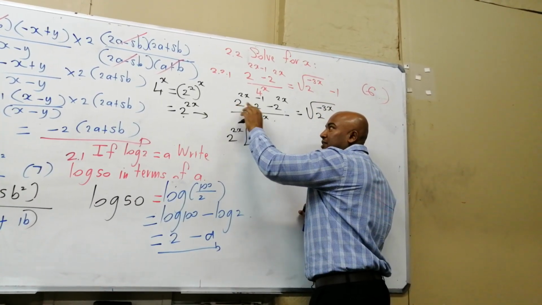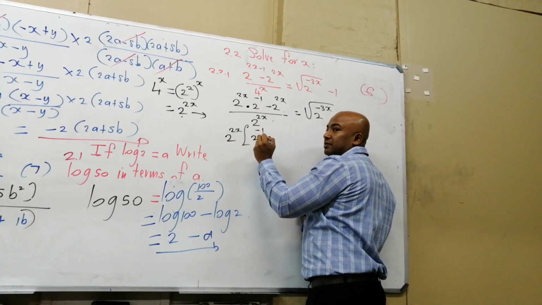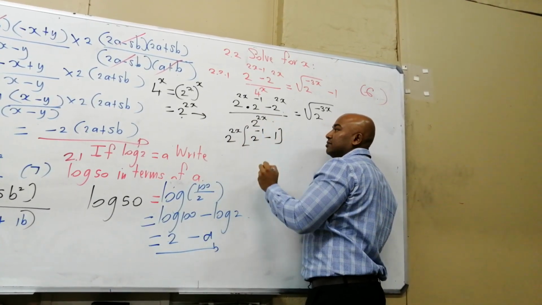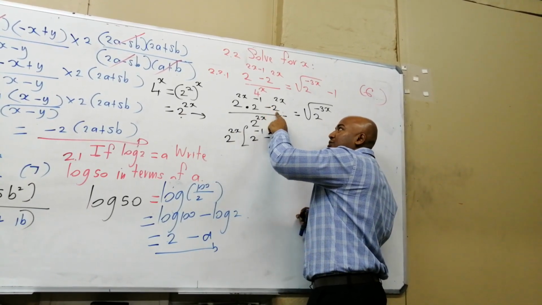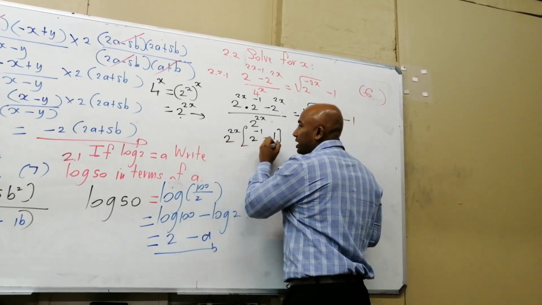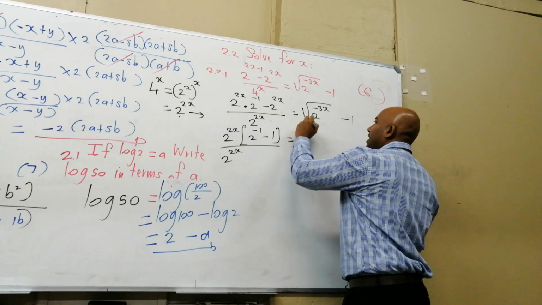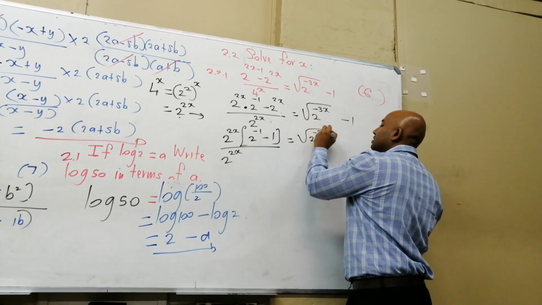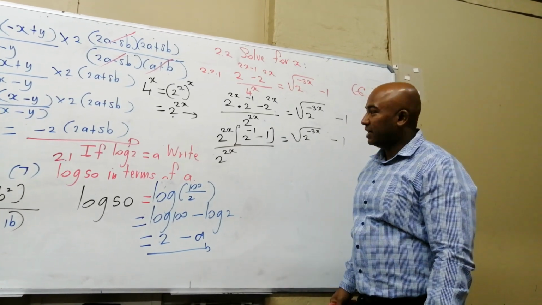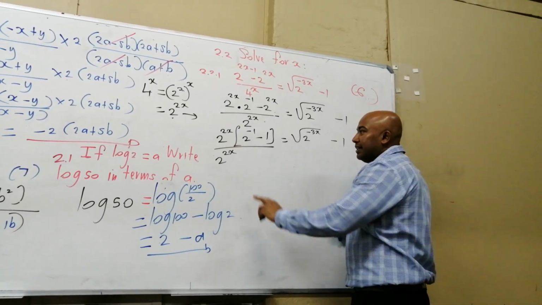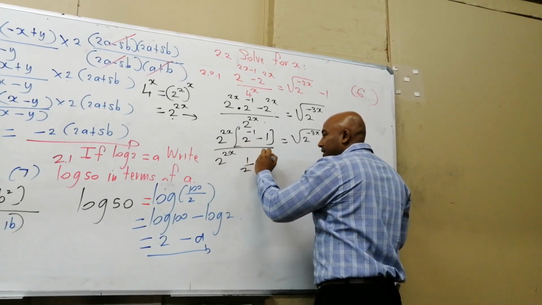So if I take it out as a common factor, what am I left with? I took it out, I'm left with 2 to the power minus 1 minus 1. Because 2 to the power x times minus 1 is minus 2 to the power 2x. Denominator, 2 to the power 2x, and now I'm left with this here. So it's clear now, that and that will cancel.